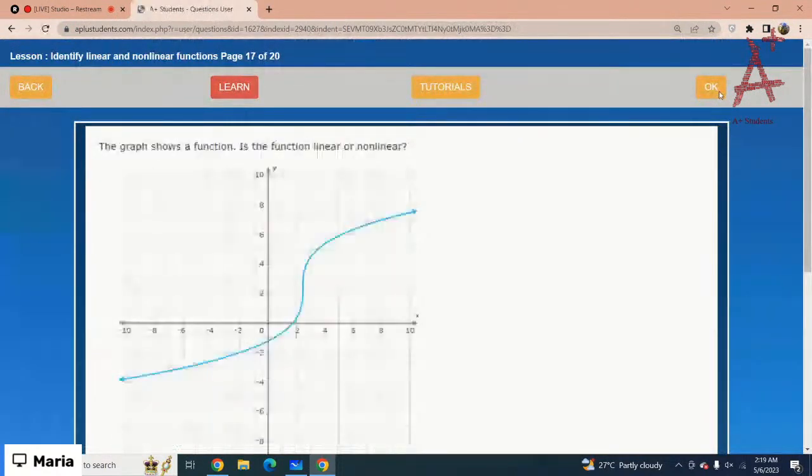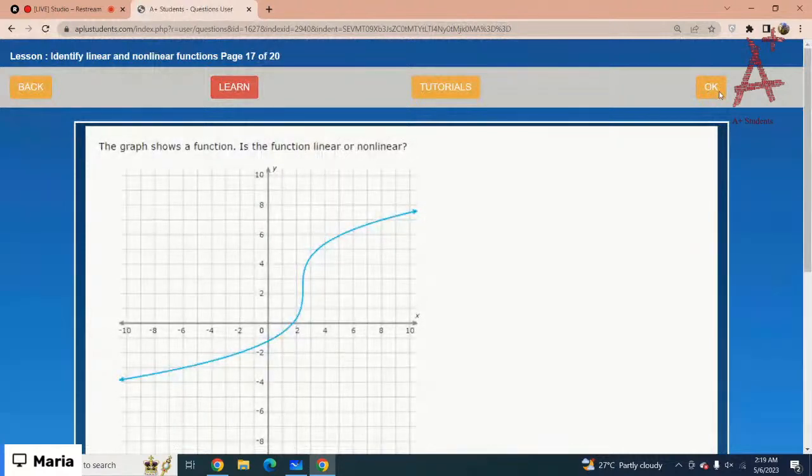The graph shows a function. Is the function linear or non-linear? It would be a non-linear function.